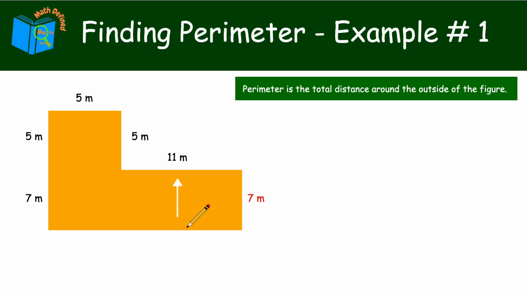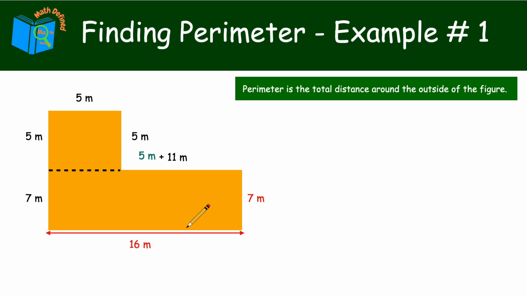We need to find the total length. To do that, we need to find the length of this part here. Looking up at the top edge of the square, it's 5 meters. So that means this bottom edge is also 5 meters. To find the total length of the bottom edge of the rectangle, we'll need to add that 5 meters to the 11 meters to get 16 meters.